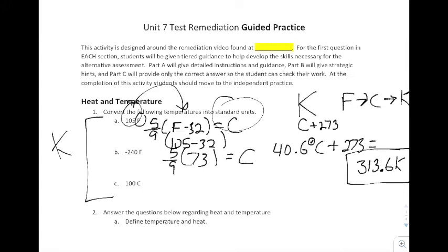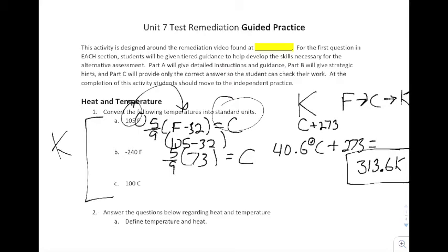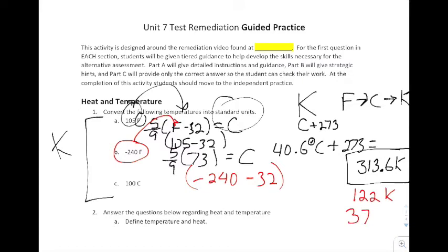Okay, so now for the next one, you're going to do the exact same procedure that we did here, but instead of plugging in 105, you're going to plug in minus 240. So minus 240 minus 32, and then multiply. And when you do that, you should get an answer of about 122 Kelvin. The final one, you should be able to get all by yourself, and it ends up being something about 373 Kelvin.